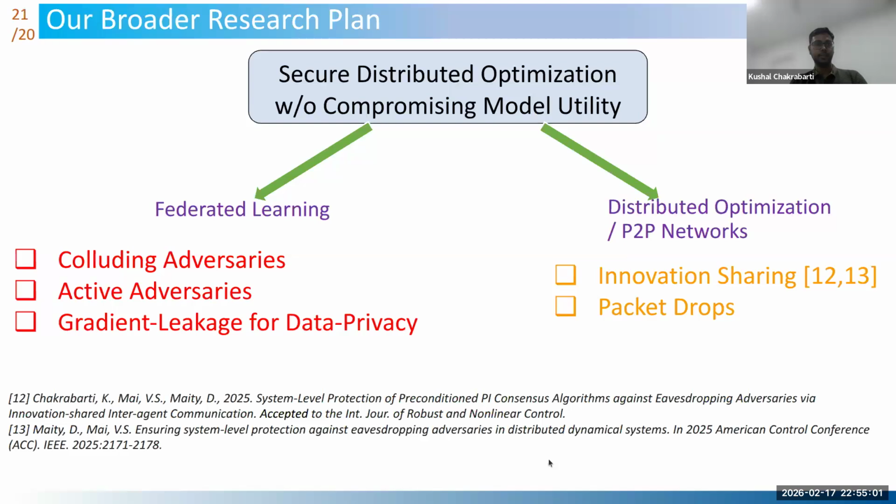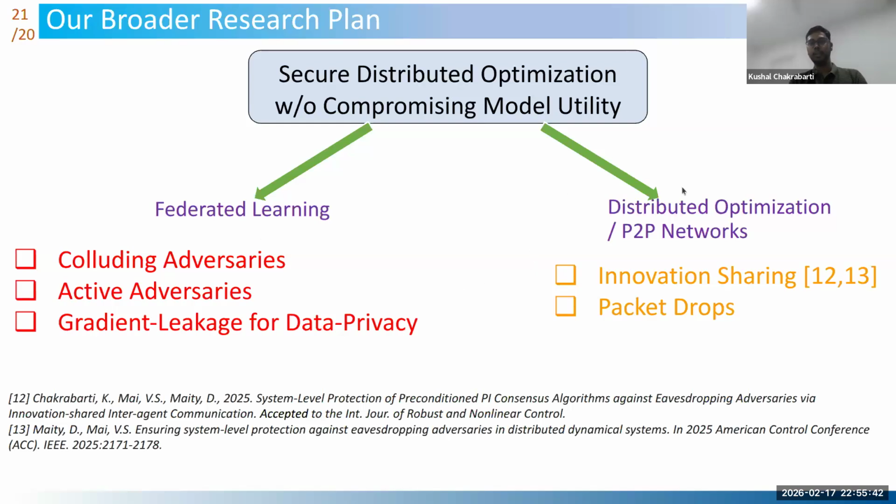So that brings me towards the end. So to summarize, we looked into the under-researched area of model confidentiality in federated learning. And this is a part of our broader research plan where we are looking into securing distributed optimization without compromising the model utility, that means preserving the utility as much as possible, but with that constraint, how much protection or security you can get in the models.